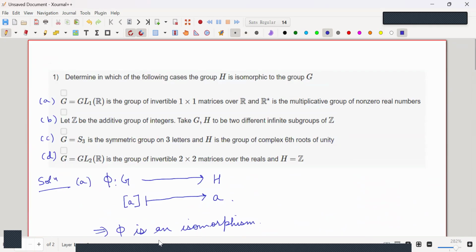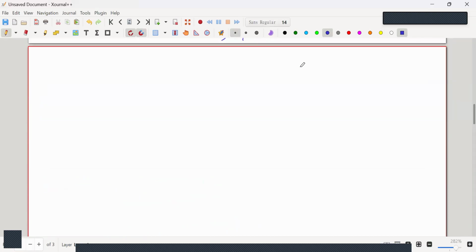GL2R and Z. Not isomorphic. One is countable, the other is uncountable. What's the argument?